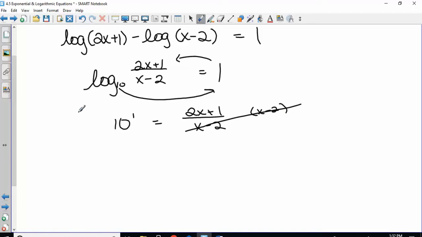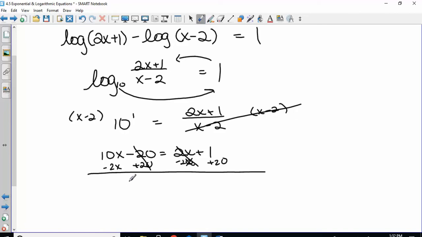So I can multiply over my x minus 2. So I get 10x minus 20 equals 2x plus 1. So I can subtract over the 2x, add the 20. And so x is 21 over 8.